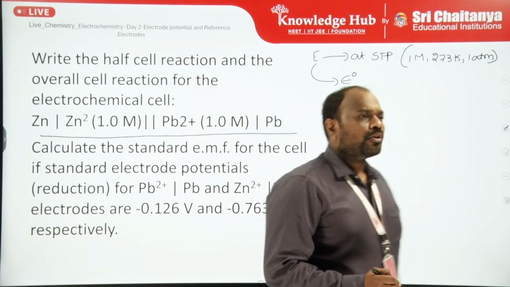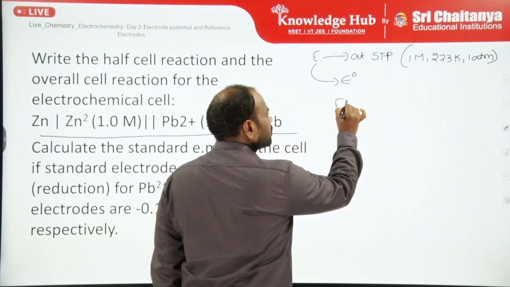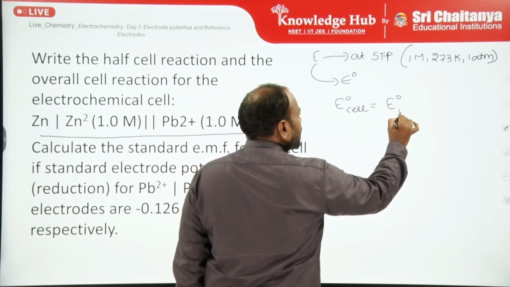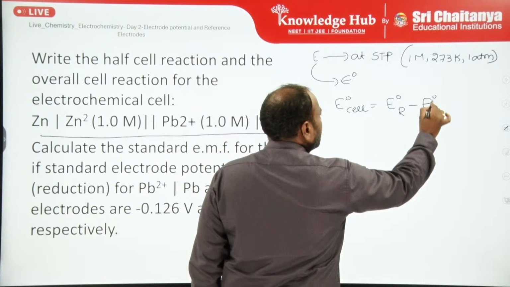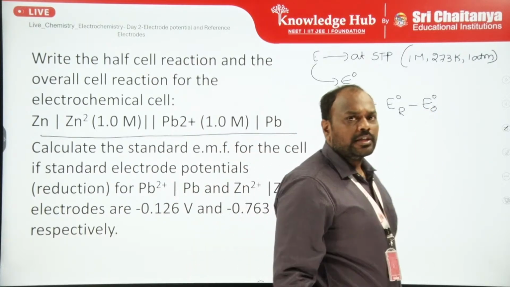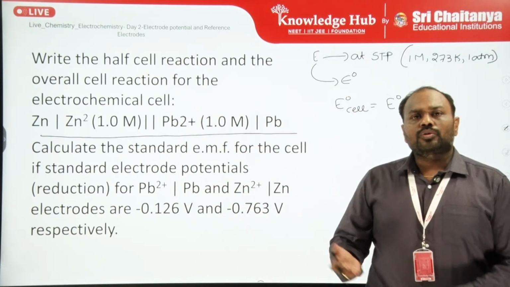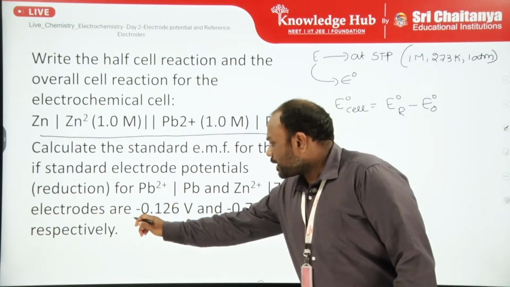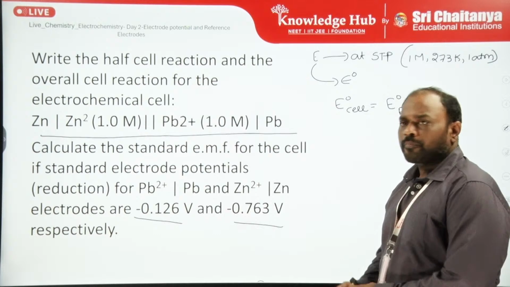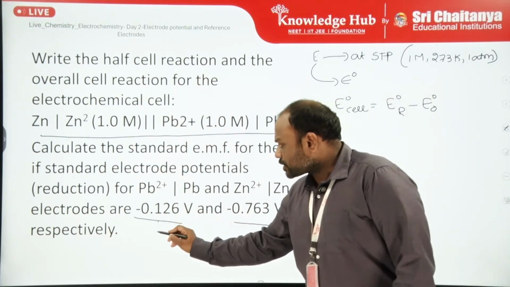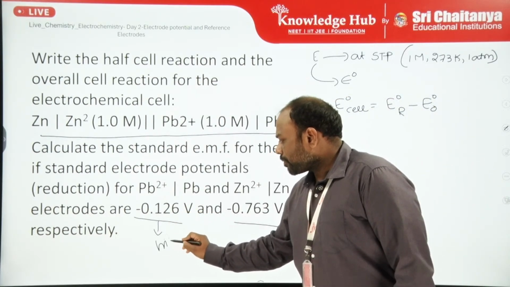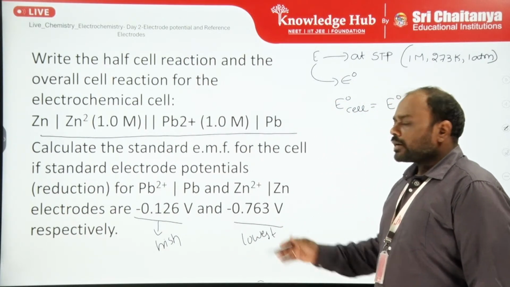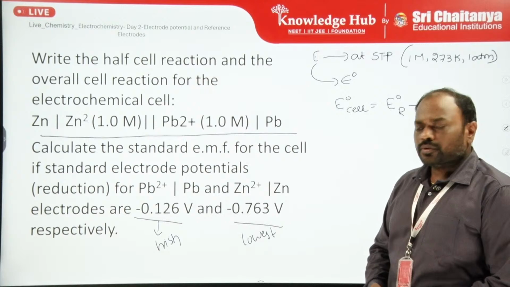Similarly, standard electrode potential of the cell, E naught of cell, is equal to E naught reduction minus E naught oxidation. Same as before, the highest value undergoes reduction, the lowest value undergoes oxidation. So what is the lowest value, what is the highest value? Here two values are given. In this one, this is the highest value and this is the lowest value. And the transfer of electrons is also the same, so no change.